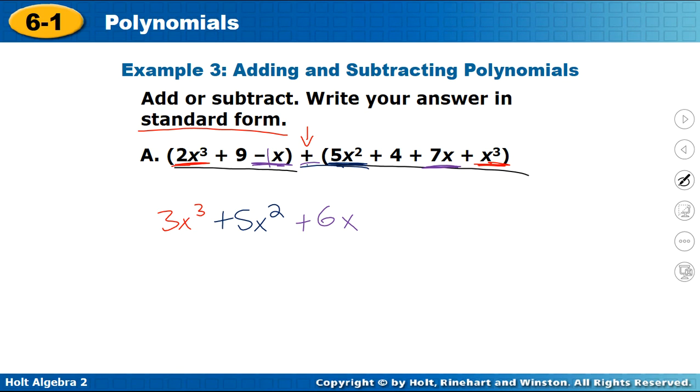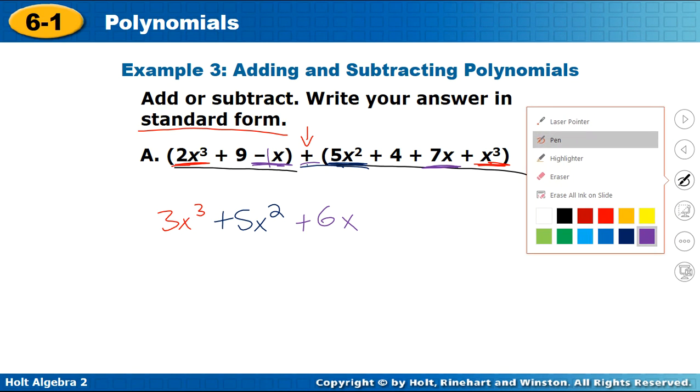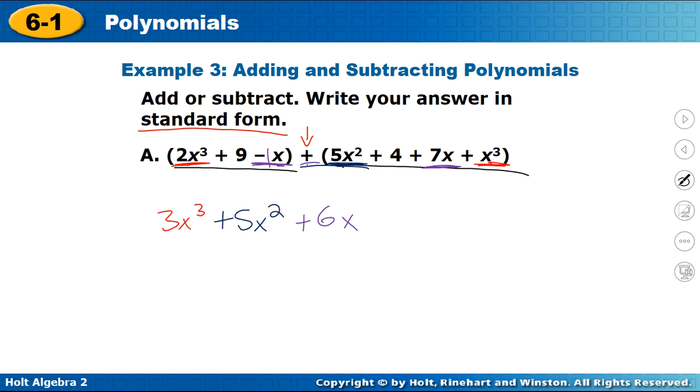And then the last term would be a constant. So I've got a couple of those. I've got this plus 9, and I've got this 4. And guess what I'm doing with this positive 9 and this 4? You guessed it, you're adding them. 9 plus 4 is going to be 13. So plus 13. And there you have it. There's your answer. Nothing tricky about it, really.